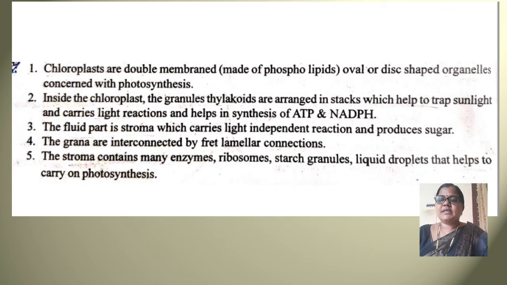If you see this, these chloroplasts are double membraned. The double membrane is made up of phospholipids, and these are oval or disc shaped organelles concerned with photosynthesis.